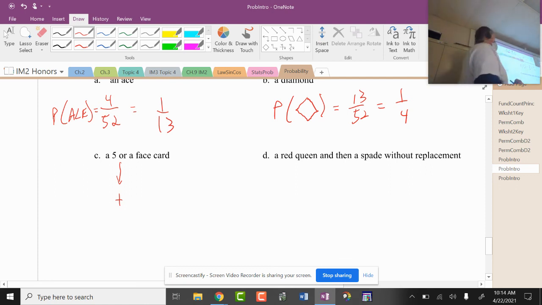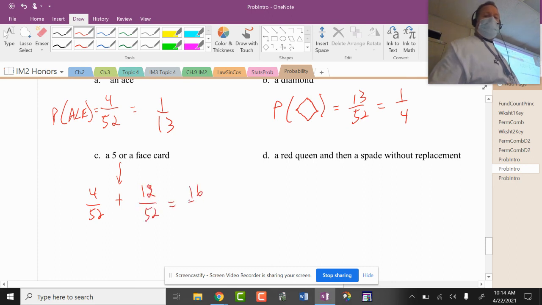Then this is where this gets a little crazy. But what's the probability of getting a 5? How many 5s are there? 4. And then what's the probability of a face card? Well, I almost put 13. All right, so this is 16 52nds. Oh, I think 4 goes into both of these. 4/13.